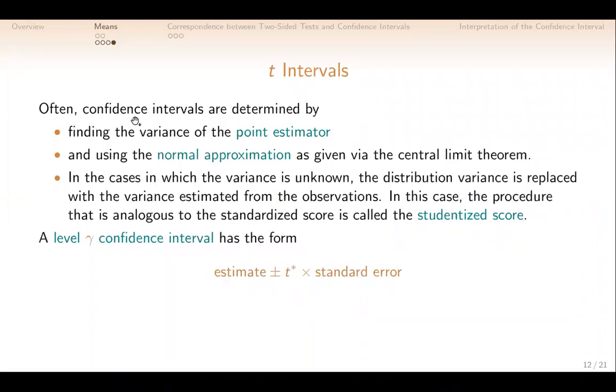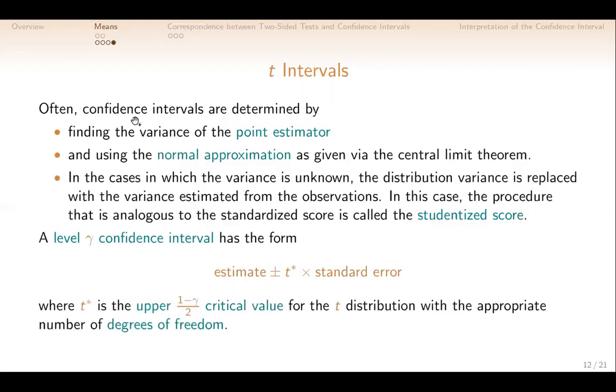So then a gamma level confidence interval has the form some estimate plus or minus some critical value for the t statistic times the standard error. And that critical value is the 1 minus gamma over 2 quantile, and you have to pick the number of degrees of freedom. We'll see in this particular case that it's almost always n minus 1. We'll get other values for the number of degrees of freedom. We'll do a 2-sample example today, I think. We'll see how that goes, see what I put in there.